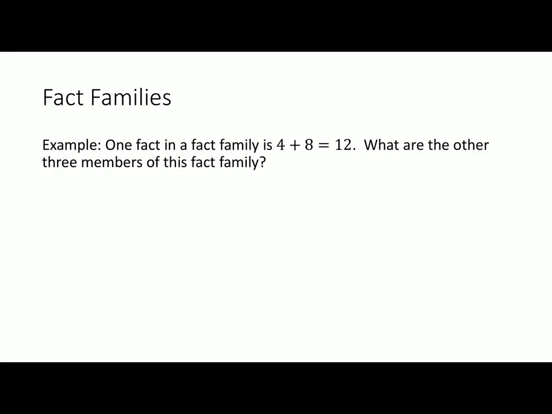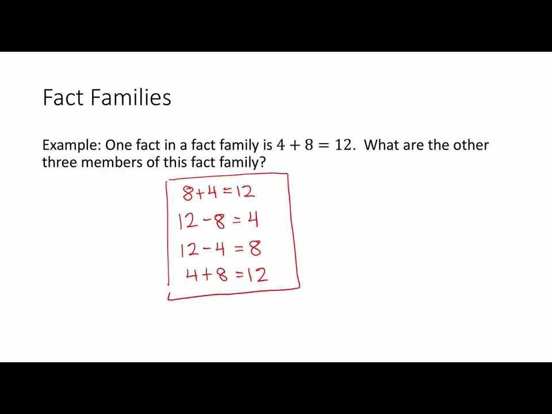Well, I could write my addition in the other order. Remember, we talked about addition is commutative. That means it doesn't matter what order I write the addition in. So 8 plus 4 is also equal to 12. And I can also represent this fact using subtraction. So 12 minus 8 equals 4, and 12 minus 4 equals 8. And I'm going to go ahead and write the 4 plus 8 equals 12. So these are my four equations in my fact family here.